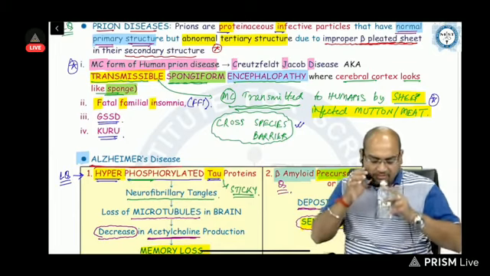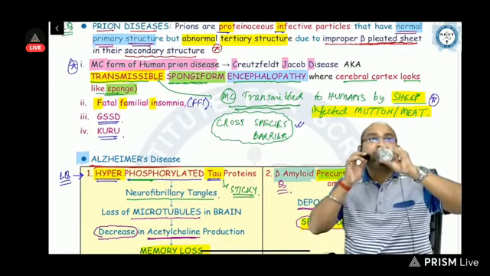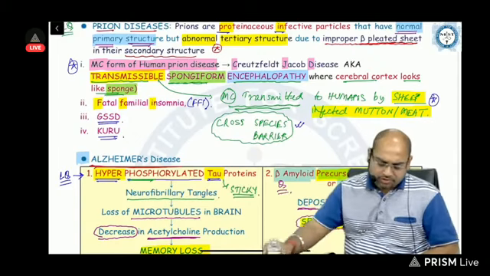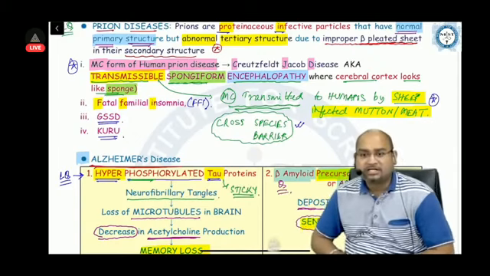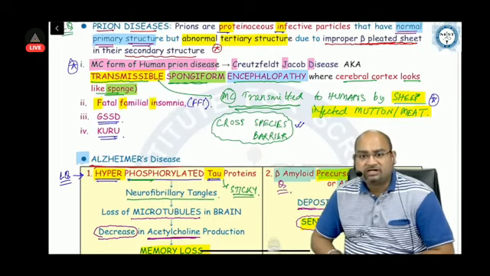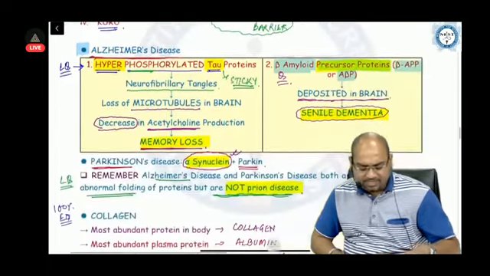Please try to look over here, beta. Most commonly it is transmitted to humans by sheep. Important point, try to understand this. The other three forms are FFI, GSSD and Kuru.